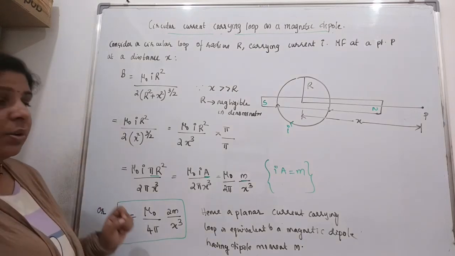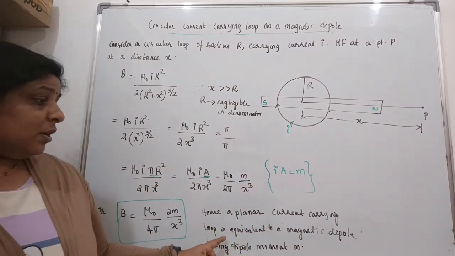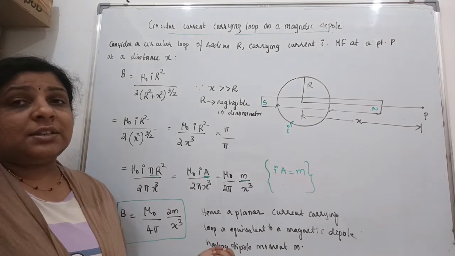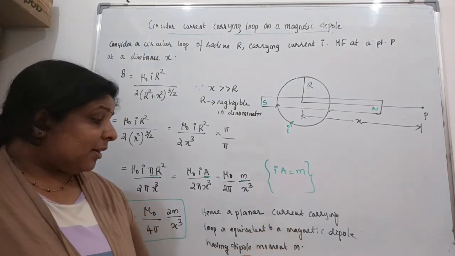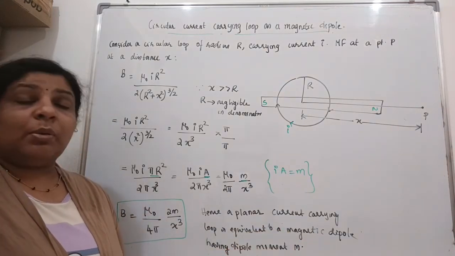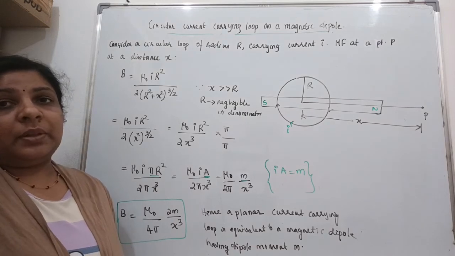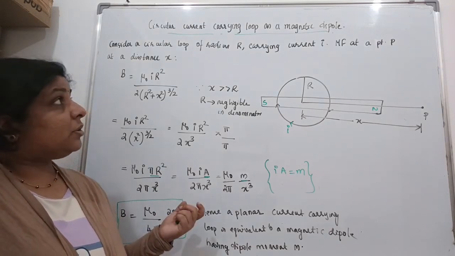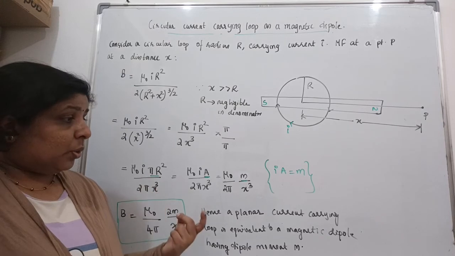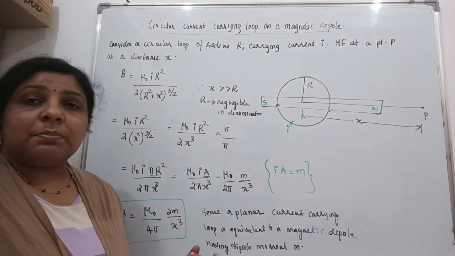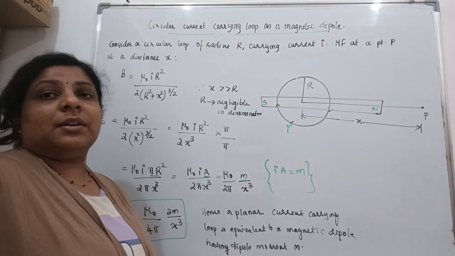So what we can conclude, hence a planar current carrying loop can be considered as equivalent to a magnetic dipole having a dipole moment m. Okay, so that is the derivation for showing that a current carrying wire behaves like a magnetic dipole.